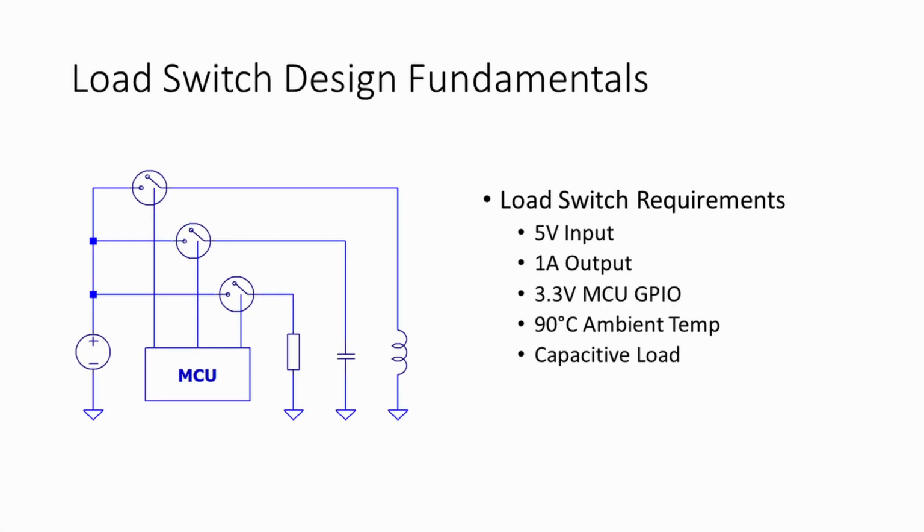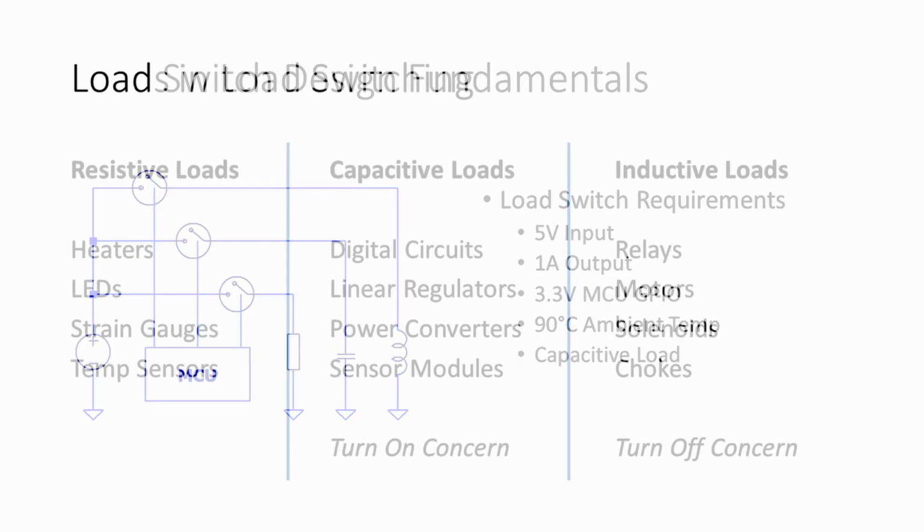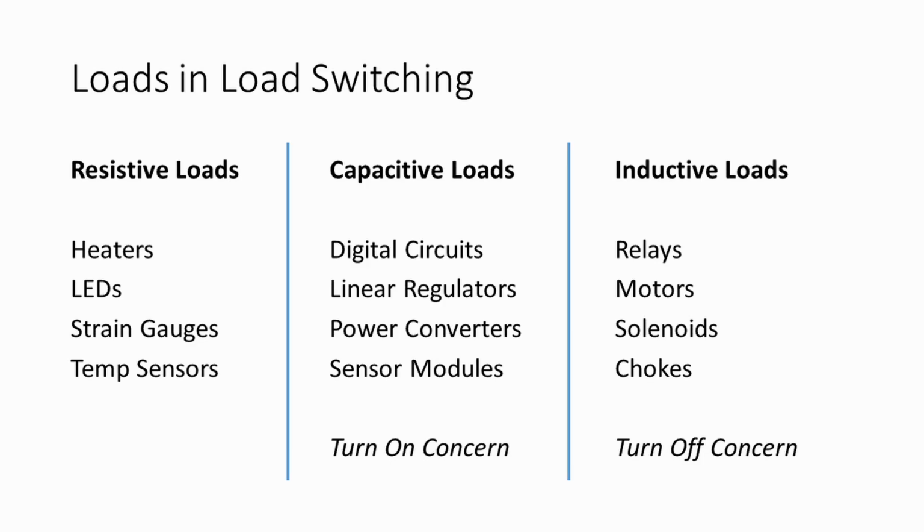In part 4 of load switch design, we'll take a look at what happens when the load is capacitive. This is when the design gets a little more interesting and challenging. You can split up any electronic load into one of three categories: resistive, capacitive, or inductive. There's some real-life examples of these types of loads listed here.